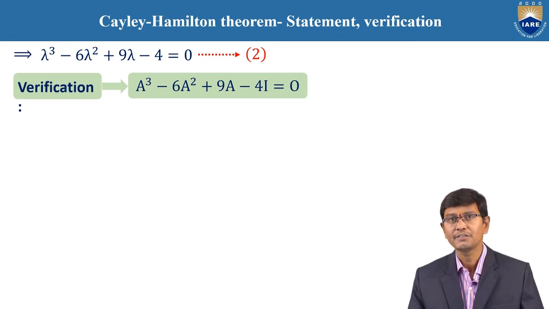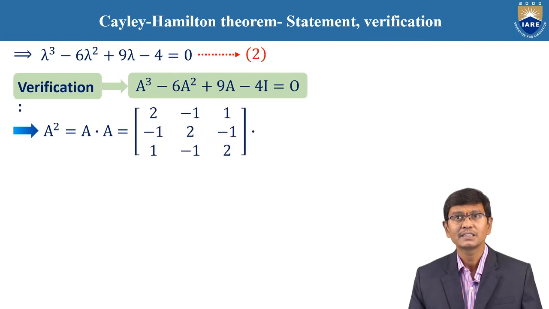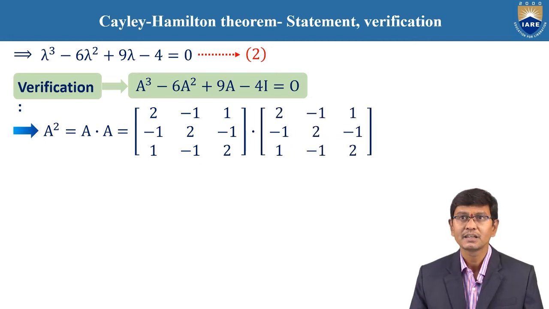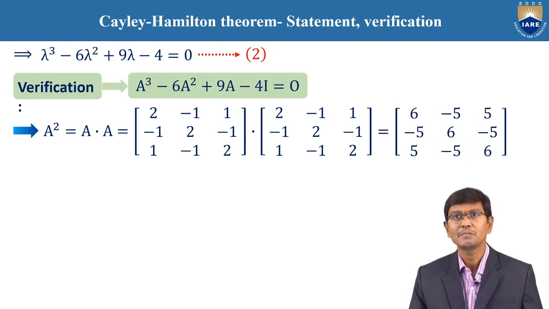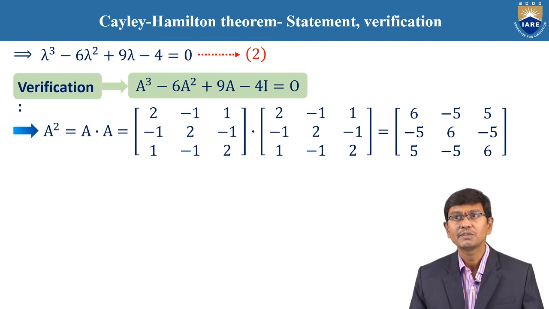And A² we need to find out first of all. That is, A square is equal to A into A. As you know, A is a matrix, that is [2 -1 1; -1 2 -1; 1 -1 2]. The product of once again the given matrix, that is [2 -1 1; -1 2 -1; 1 -1 2]. Therefore, with the help of this 3 by 3 matrix, by the product, that is a multiplication, we obtain clearly the respective values like [6 -5 5; -5 6 -5; 5 -5 6].